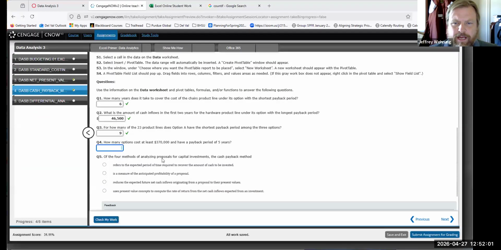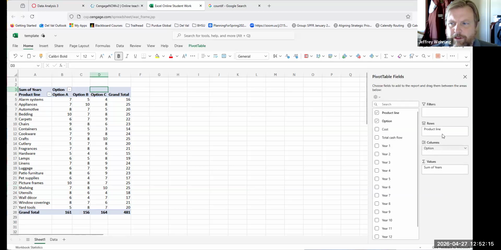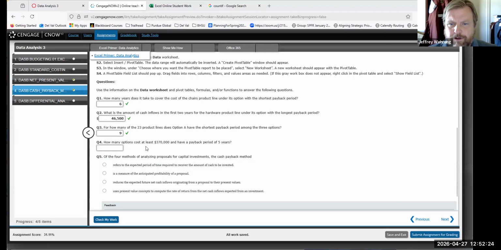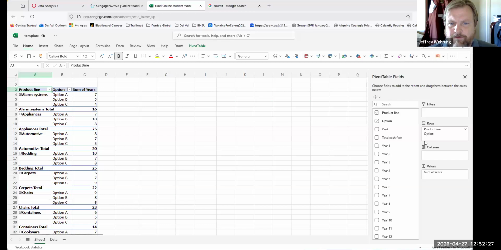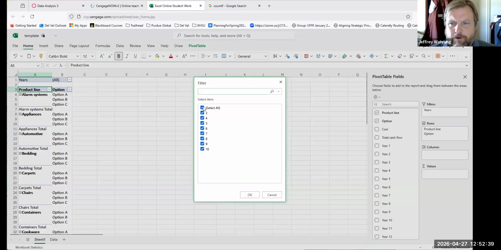Let's look at another one. How many options cost at least $370,000 and have a payback period of 5 years? Okay. Okay, how many options? Okay, let's change the format of this. We'll look at all the options separately. How many options cost at least $370 and have a payback period of 5 years? So I'm going to put the years in here. I'm only going to look at the ones with 5 years.